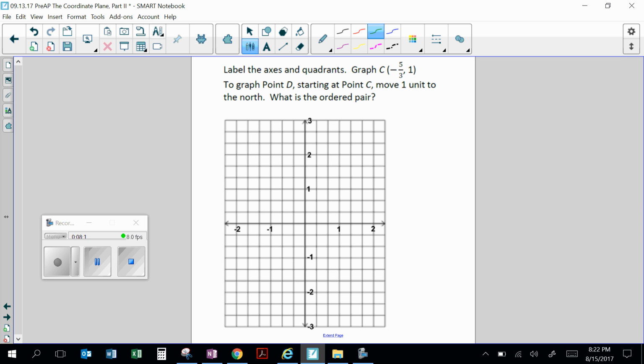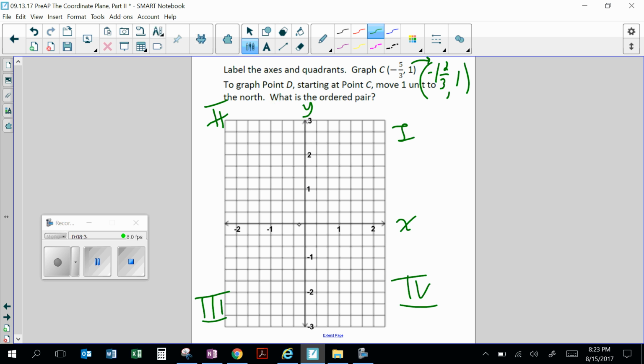Label the axis and quadrant. X, Y, 1, 2, 3, and 4. Graph point C. How many groups of 3 go in 5? It goes in 1 time. What do you have left over? 2. Negative 1 2/3, 1.